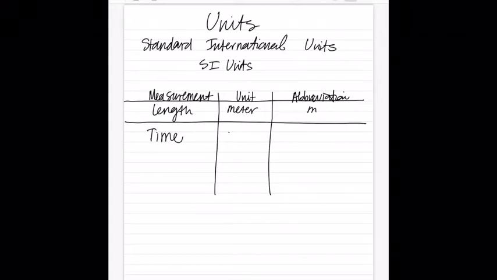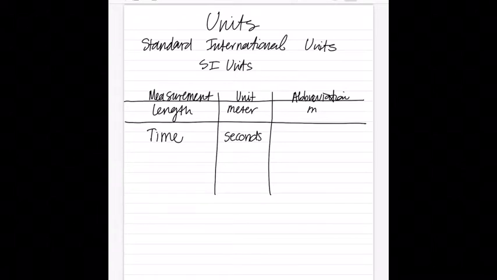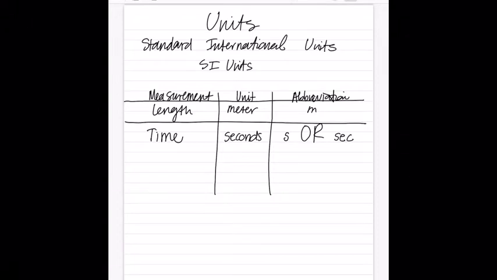Okay, next on our list is time. Okay, that's measured in seconds. I know that time has, you could use minutes, you could use hours, you could use days. That's all measurements of time. But the standard international unit for time is a second. So that's like the default setting. That's what we need to use. Now there's 2 ways to abbreviate second. You can do a lowercase s or a lowercase sec. Either one of those are acceptable.